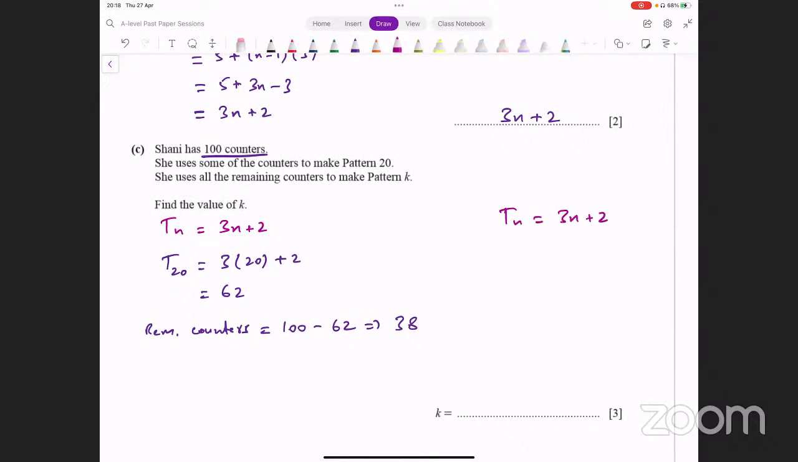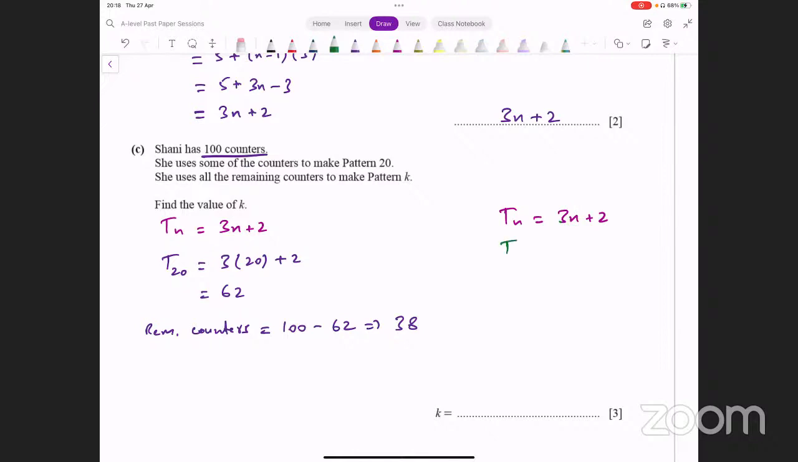अब आपको पता है number of counters कितने हैं? Number of counters is 38. तो आप Tn की जगह पे क्या करोगे? 38 डाल दोगे और आप देखोगे उसके corresponding n की value क्या आती है. Alright, तो अगर आपको pattern K चाहिए, for instance, pattern K में क्या होगा?